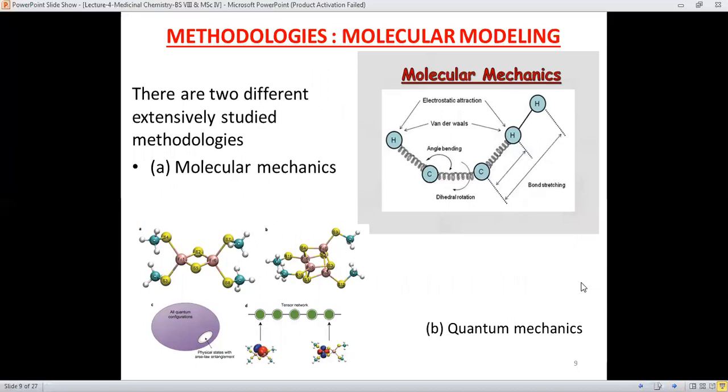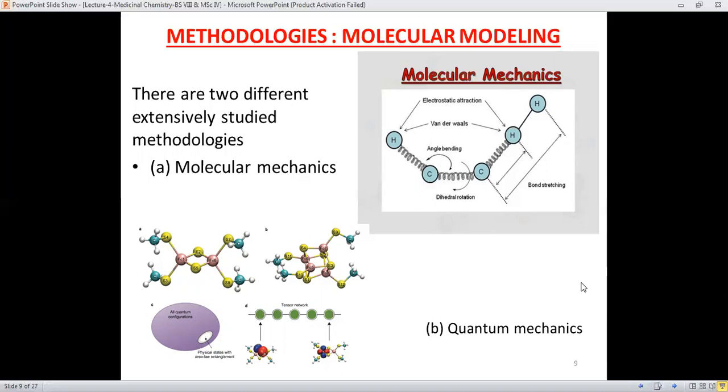Next is the methodology. In molecular modeling, there are two different extensively studied methodologies. Number one is molecular mechanics, and number two is quantum mechanics. These studies are just like physics. It means that we are going to study some parameters, definitions, or basic concepts of physics in chemistry in order to understand molecular modeling, and how this molecular modeling will be carried out in order to next synthesize biologically important molecules.